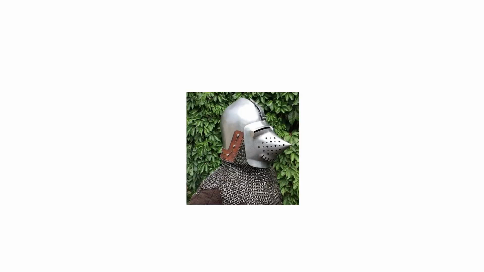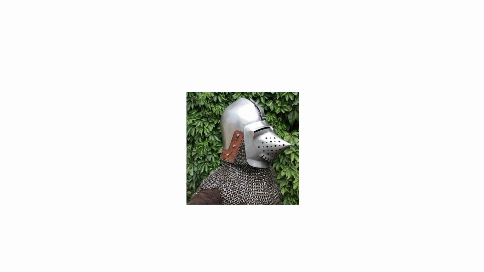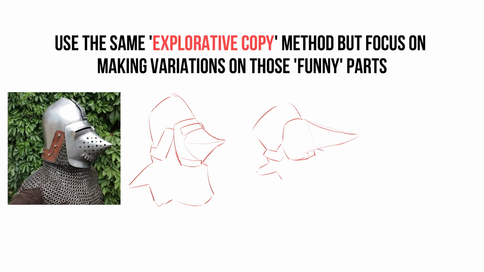So your first goal should be to identify the parts of the reference that look odd or unique or goofy, and make that part really big or really small, or any other transformation that will point out the weirdness. In the case of this helmet, I realized that the mouth area has this sort of very weird extrusion. It looks really odd. So I knew that was a great place to start making variations. To cartoon it, we use the exact same explorative copy method as before, only that now we make variations that target the mouthpiece specifically.